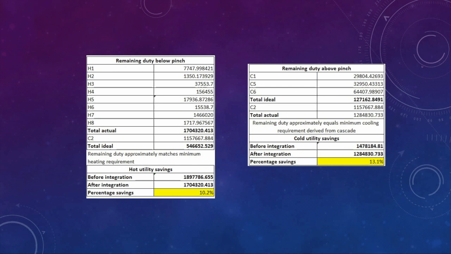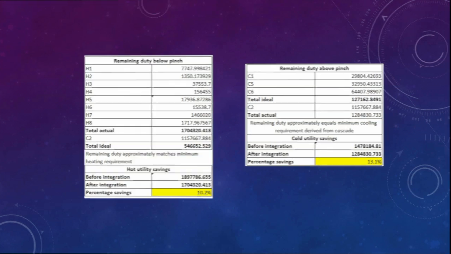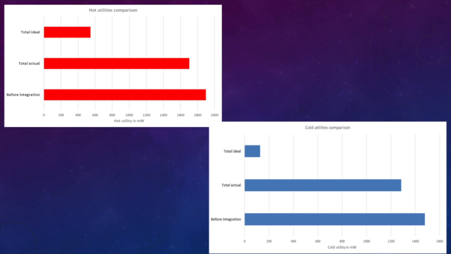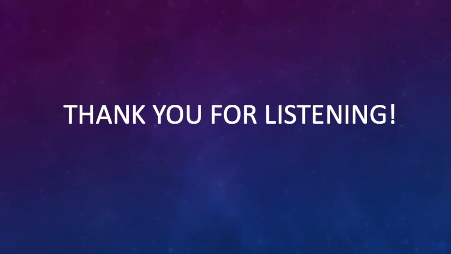Although the energy savings may not seem significant, capital cost is reduced by minimizing the need for large duties from heaters and coolers, making the process more sustainable and self-sufficient. The heat integration could have been further optimized had it been possible to use the heat duties from the remaining hot streams below the pinch to heat up stream C2, but this will be inefficient due to C2's large heat flux. This explains the discrepancy between the ideal and actual heating and cooling requirements outlined in the tables. Thank you very much for listening.